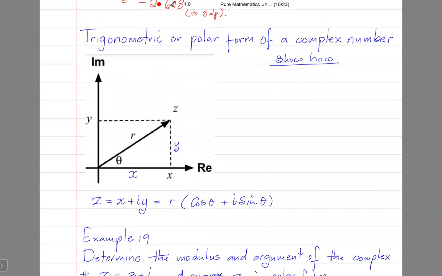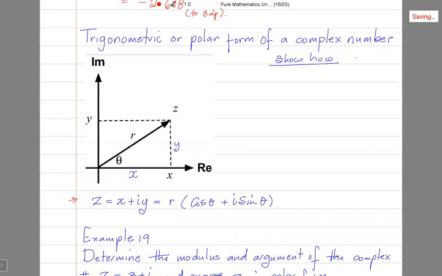Now this says trigonometric or polar form of a complex number. Essentially, the complex number z equal to x plus iy, which is called the Cartesian format, is the same as r open bracket cosine theta plus i sine theta. So r open bracket cos theta plus i sine theta close bracket is what you call the trigonometric or polar form of the complex number.